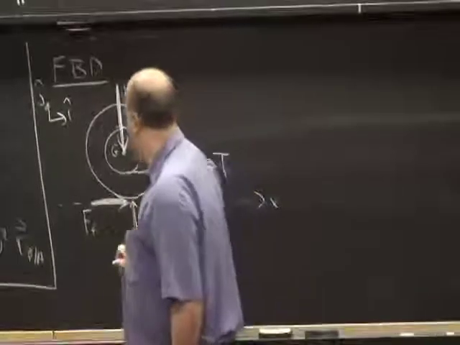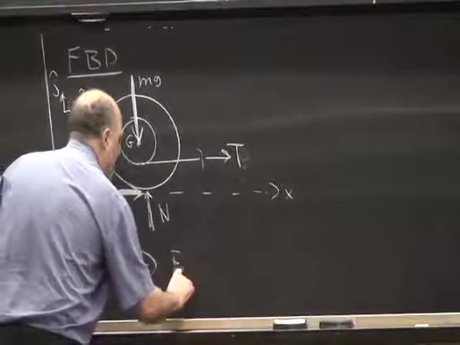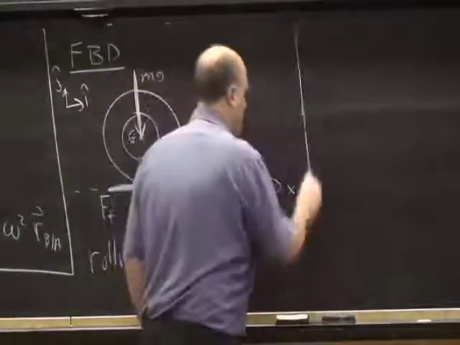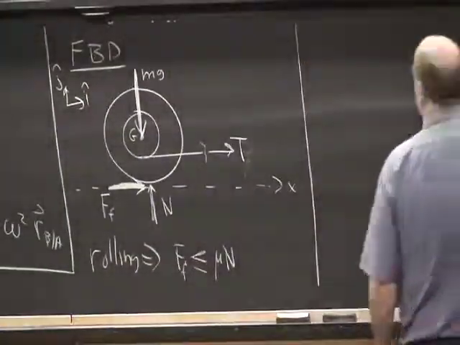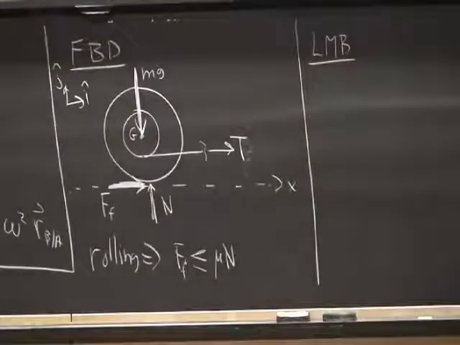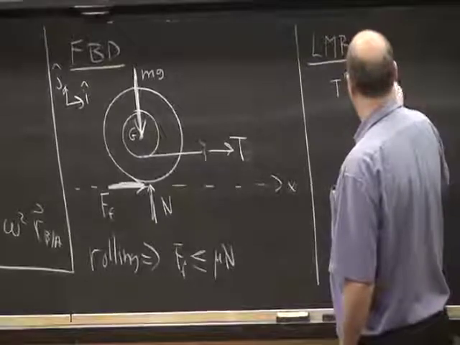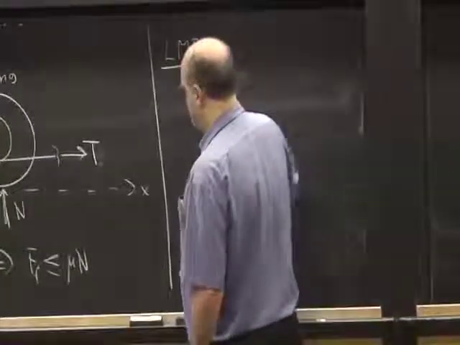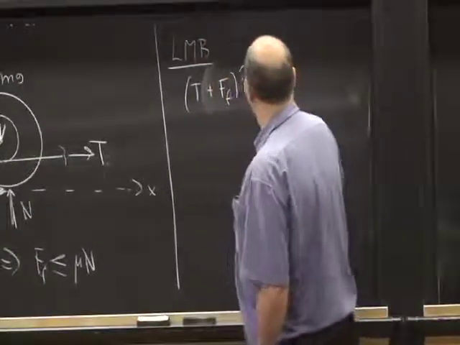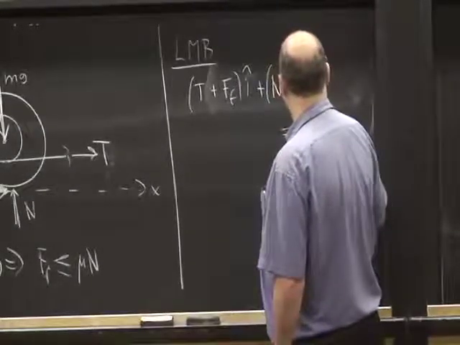All we know about this is that for rolling, Ff is less than or equal to mu times N, but probably not equal. Okay, let's see what we get out of linear momentum balance and angular momentum balance. Again, before we get into the details of the kinematics, linear momentum balance tells us that T i plus F of friction times i plus N minus mg times j equals the mass times the acceleration.